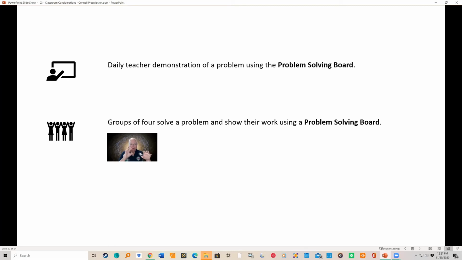Groups 1 and 4, groups 2 and 3. When they've solved a problem, they can do it whatever method they would like initially, or they could do the problem solving board itself, solve it right on there where that's the object and the record of action. When they're done, however, you want their final record of action to be put down on the problem solving board.